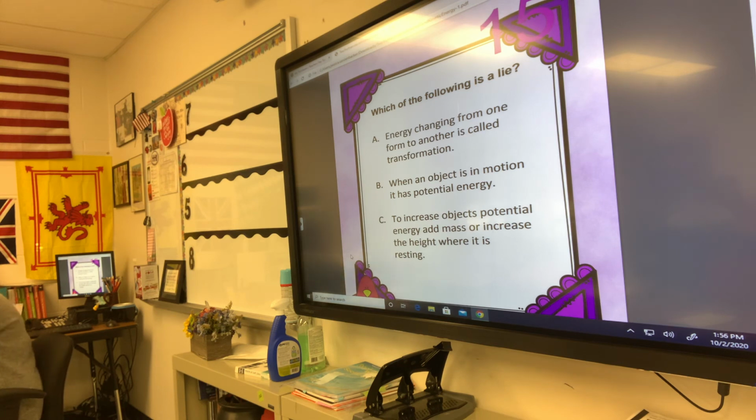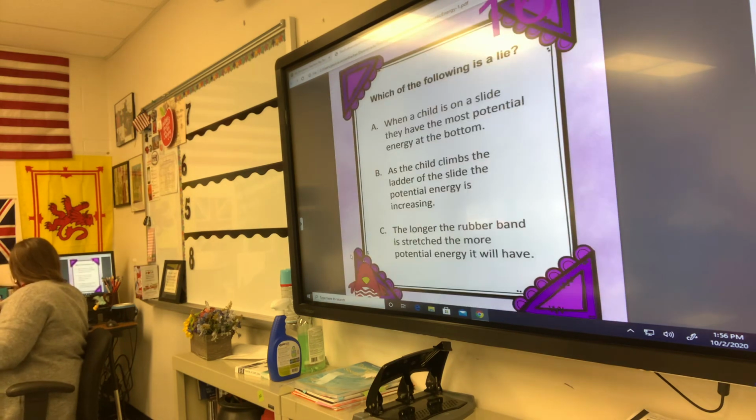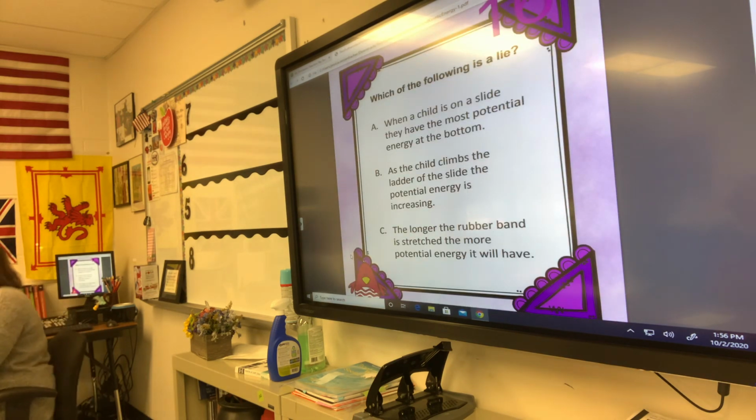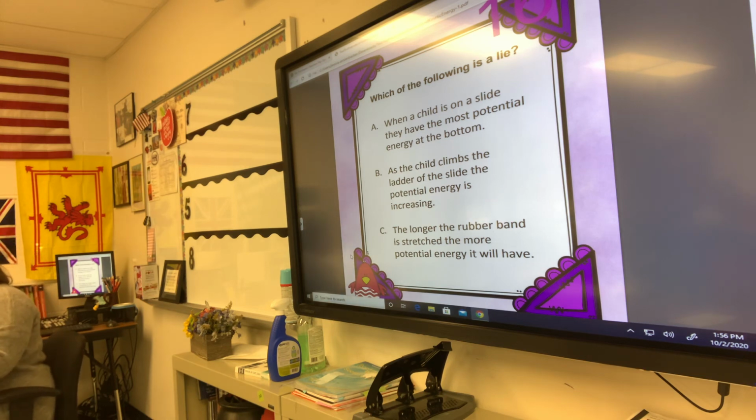And last but not least, let me change this one on the screen. What do we have? Kamani? A. A, correct. When a child is on a slide, they have the most potential energy at the bottom. Just like the roller coaster, the most potential energy the child will have is all the way at the top, not at the bottom.